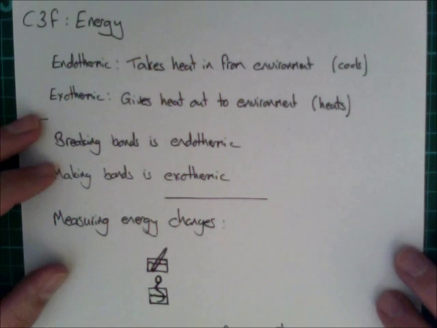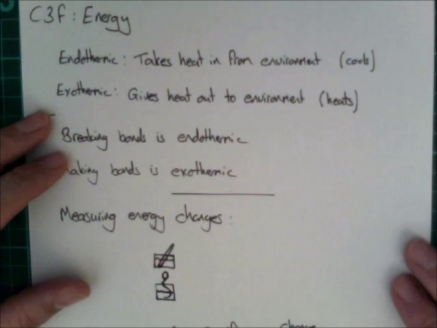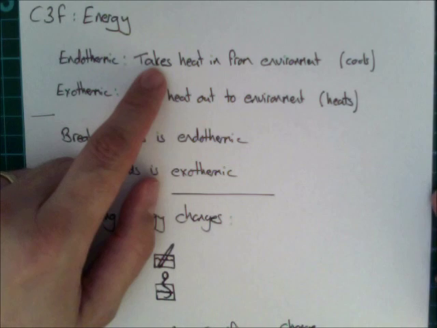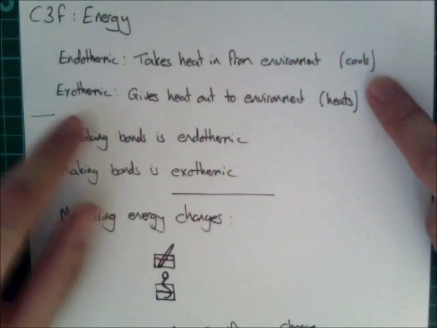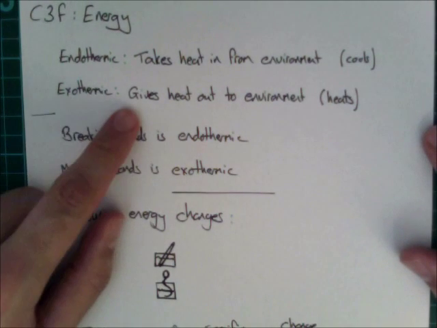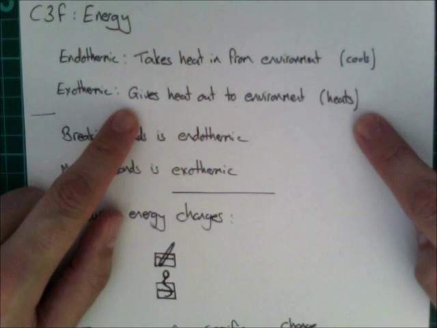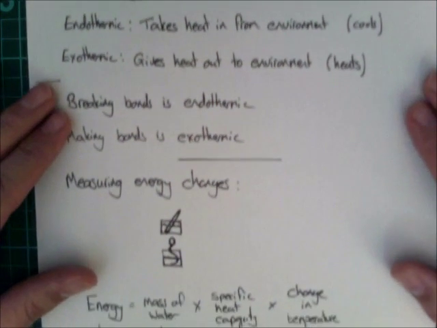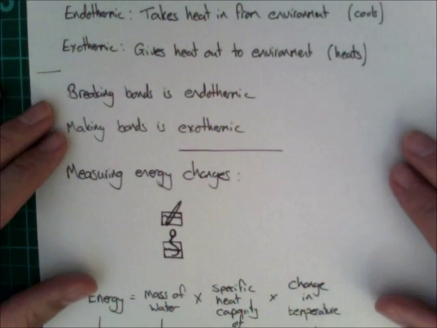C3f, energy. So we're going to look at two types of chemical reactions. One that is endothermic, which takes heat from the environment, so basically it feels like it cools down. And exothermic means that it gives out heat to the environment, so it feels like it gets hot, it heats things around it.